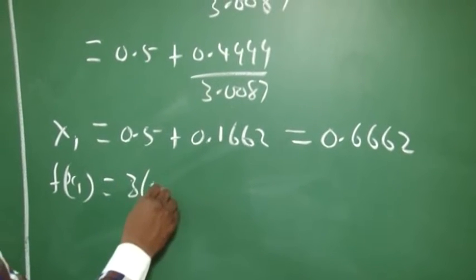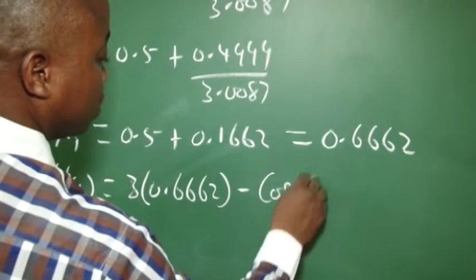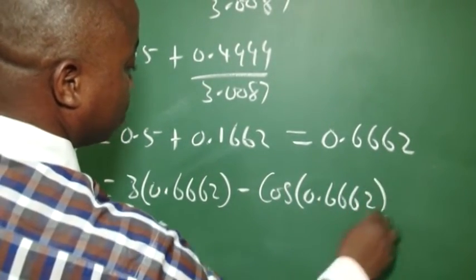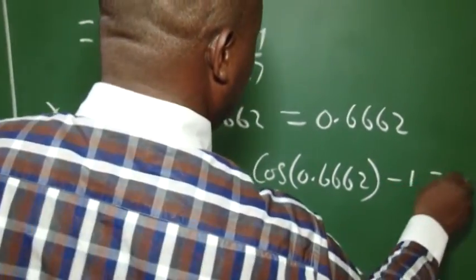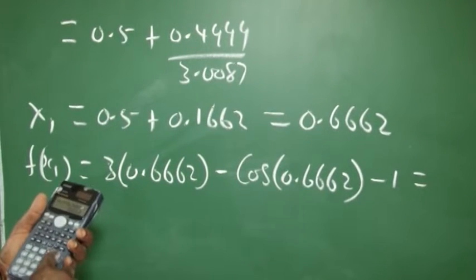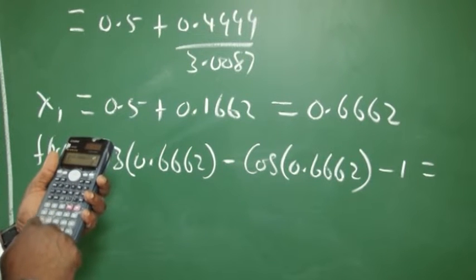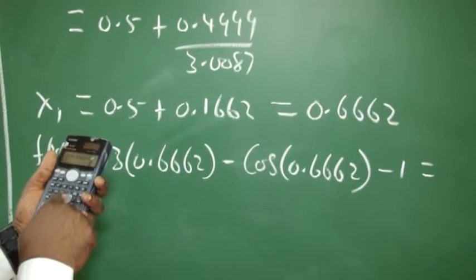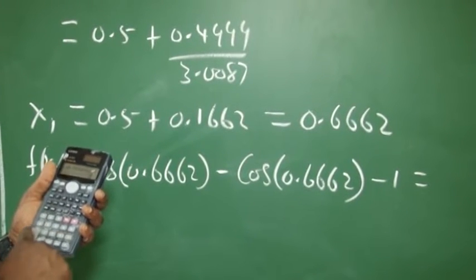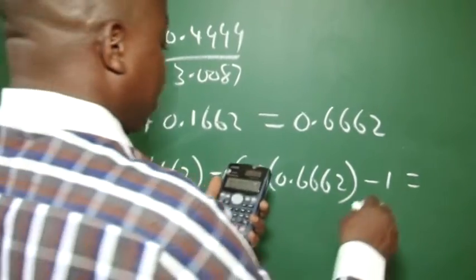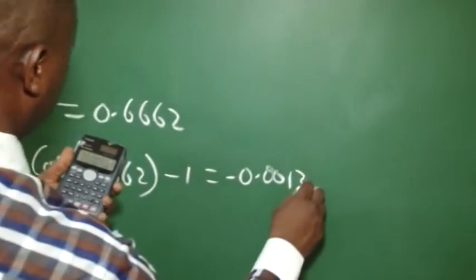That is 0.6662 minus cos 0.6662, yes, minus 1. To do that, you have 3 times 0.6662 minus cos 0.6662 minus 1. This gives us minus 0.00133.